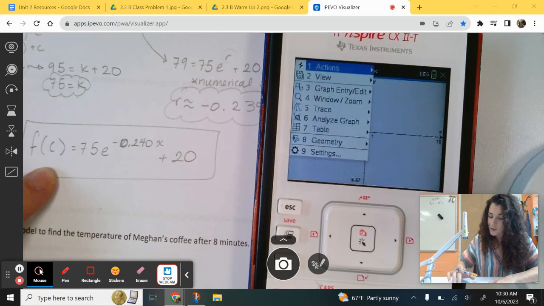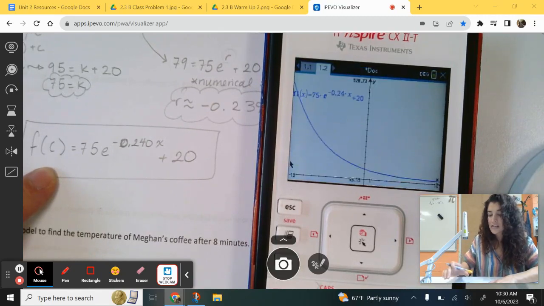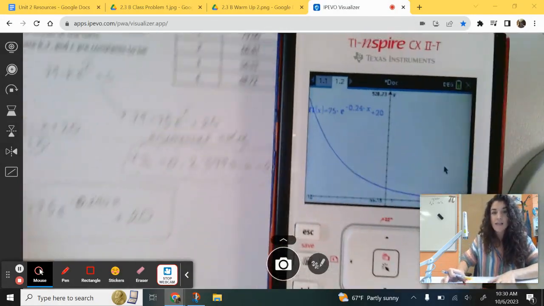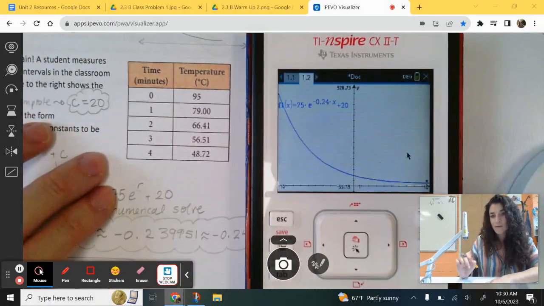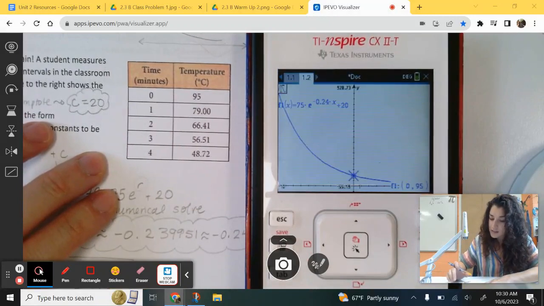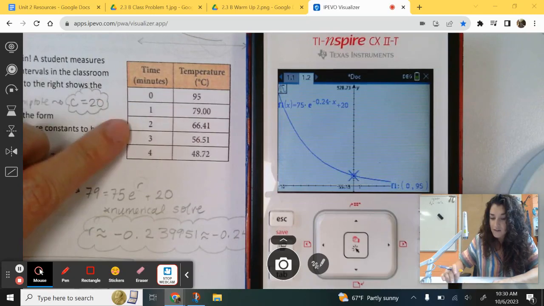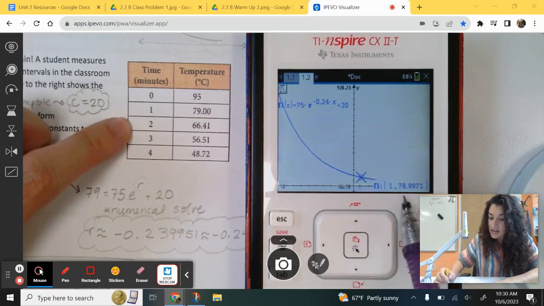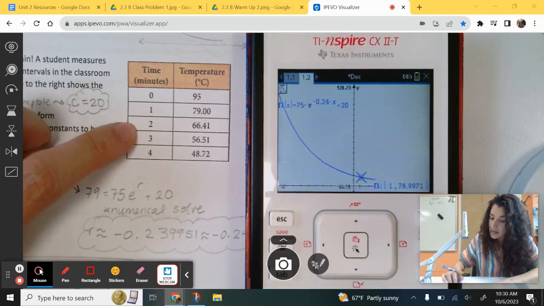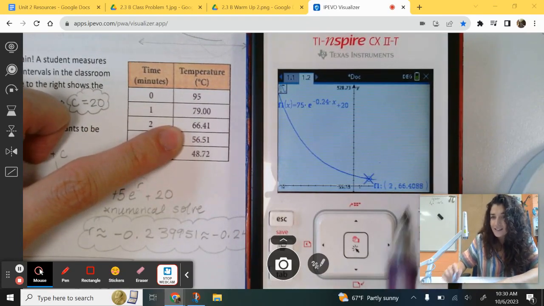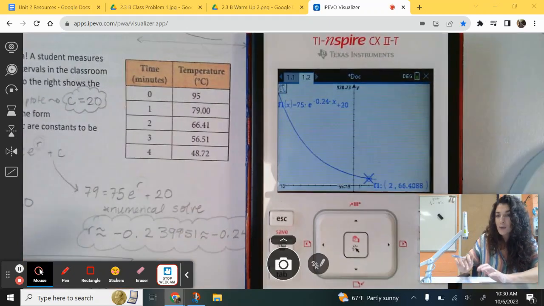I don't see it at first, so I'm going to do zoom fit so I can start getting it into the window. It looks like how it's supposed to look, right? Like we know it's supposed to be a temperature that goes down over time. And I want to check that I've made the correct equation. So check my table values, right? If I do graph trace, is it 95 at 0? It is 95 at 0. At 1, is it 79-ish? Yeah, it is. At 2, is it 66.41? Yeah, it is, right?